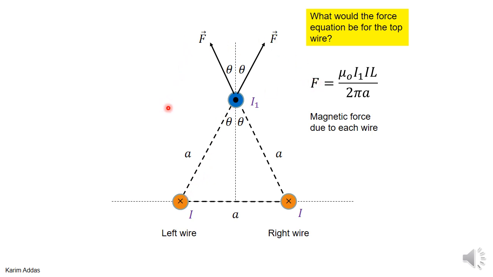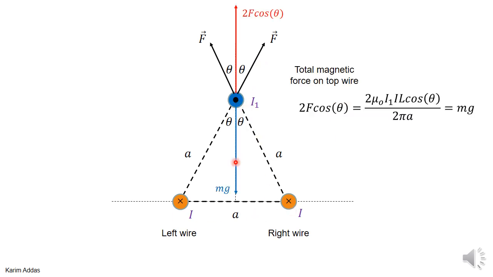So what are all the forces acting on this finite wire? There are these forces, the two F forces due to the other wires, and there's also gravity. The gravity is mg, pointing downwards, and if you take this F and get the component of the force in the vertical direction, which is F cosine theta, but you have two of them, so you get 2F cosine theta, and that's the force acting vertically upwards.